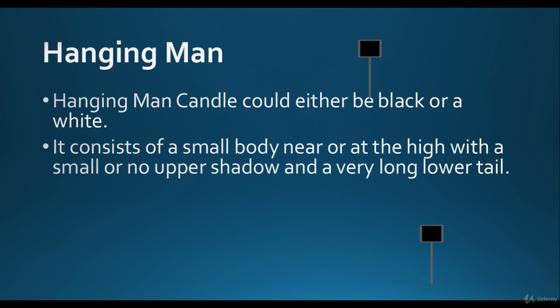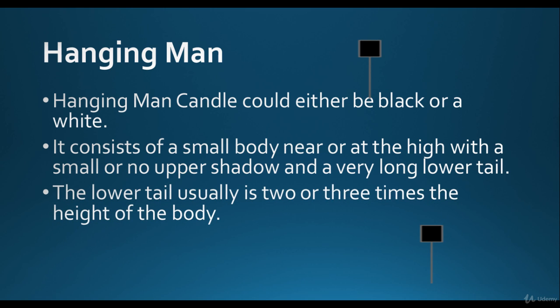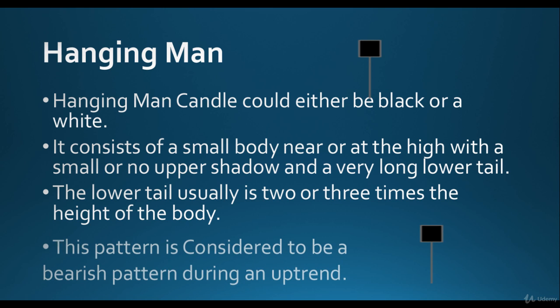But it consists of a small body, really small body. I don't mean doji, but a small body. Near or at the high with a small or no upper shadow, I mean no high or a smaller high, but with a very long lower tail. So the low is huge. The lower tail usually is 2 or 3 times the height of the body. So it's simply big. Whatever the height of the body is, it's 2 or 3 times or more.